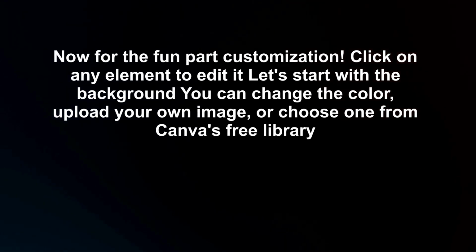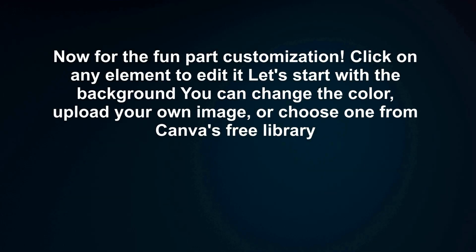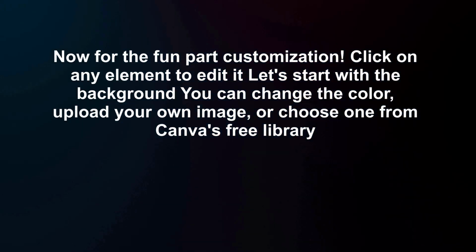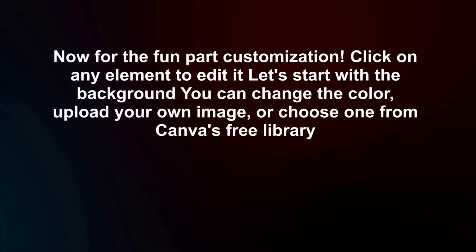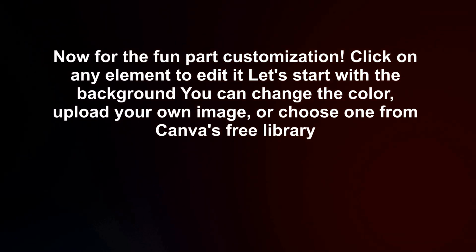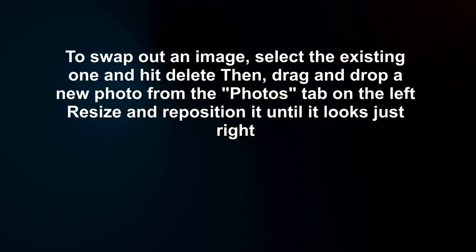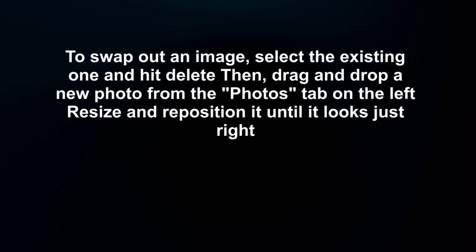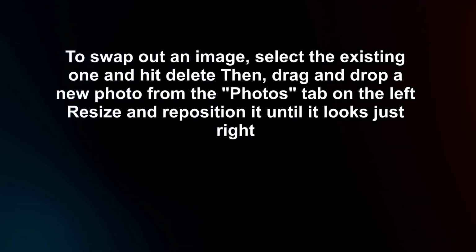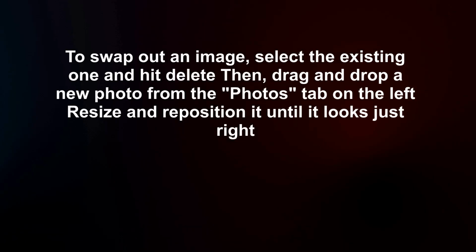Now for the fun part, customization. Click on any element to edit it. Let's start with the background. You can change the color, upload your own image, or choose one from Canva's free library. To swap out an image, select the existing one and hit delete, then drag and drop a new photo from the Photos tab on the left. Resize and reposition it until it looks just right.